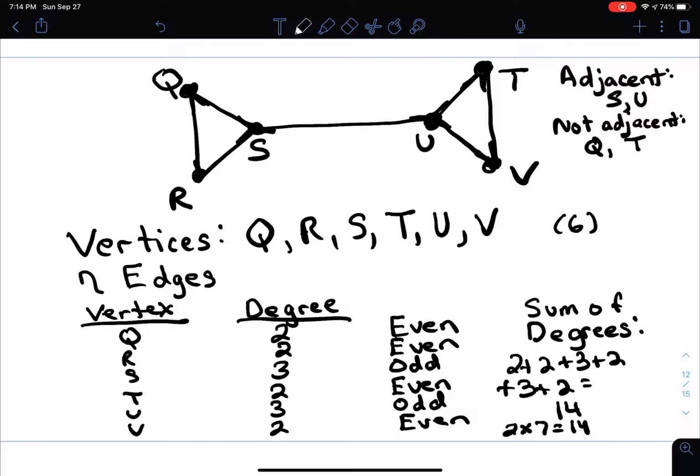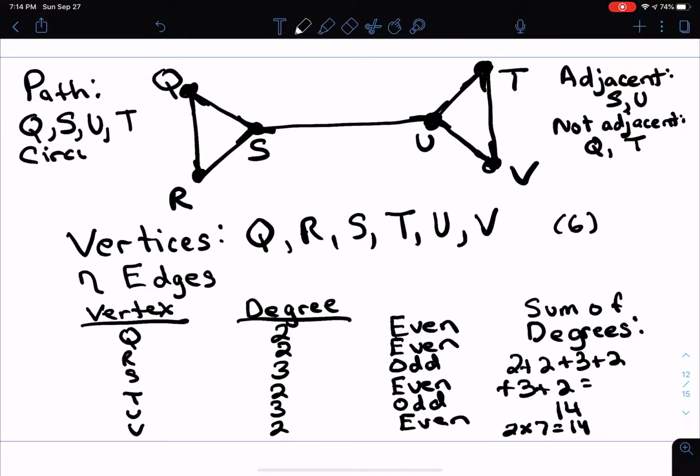Possible paths, like one possible path in this might be from Q to S to U to T. One possible circuit might be something like T to U to V to T. You'll go all the way back to T if you start at T. So that's review there.